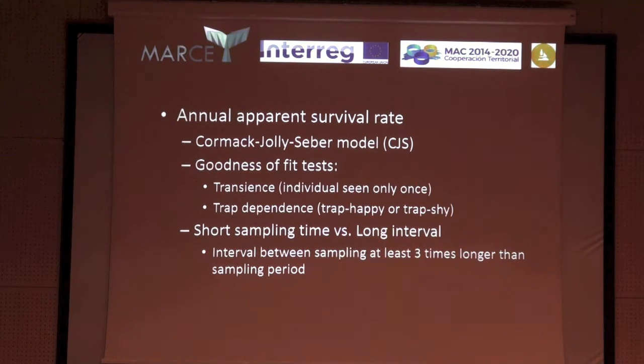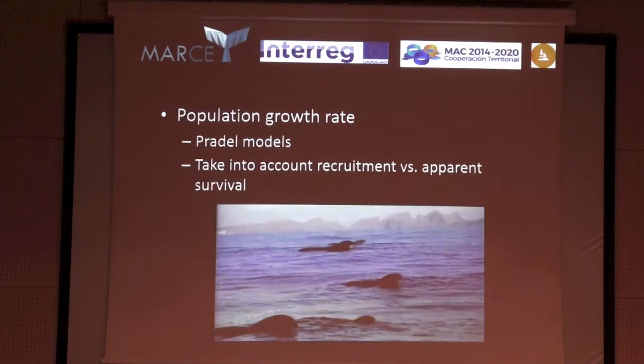Okay, another important thing is to have short sampling time with a long interval between your sampling time. Usually an interval between sampling should be at least 3 times longer than the sampling period. So if you want to look at annual survival rate, maybe you should focus during 3 months taking pictures and then leave 9 months where you don't use the data or you don't go out at sea, and then the next year you again sample for 3 months. Okay, so this is to give time for animals to actually die from one year to the next, or to emigrate from your areas.